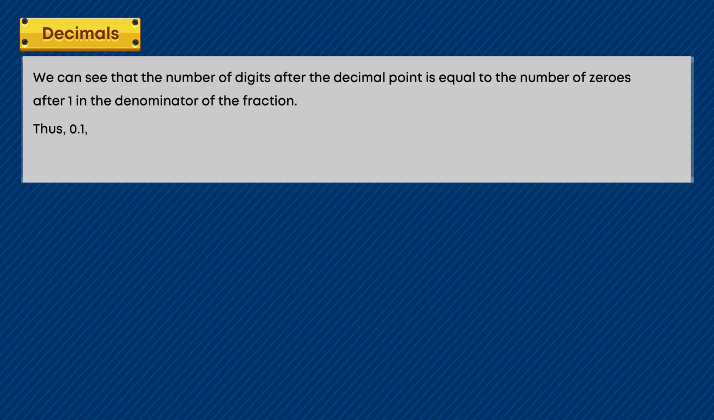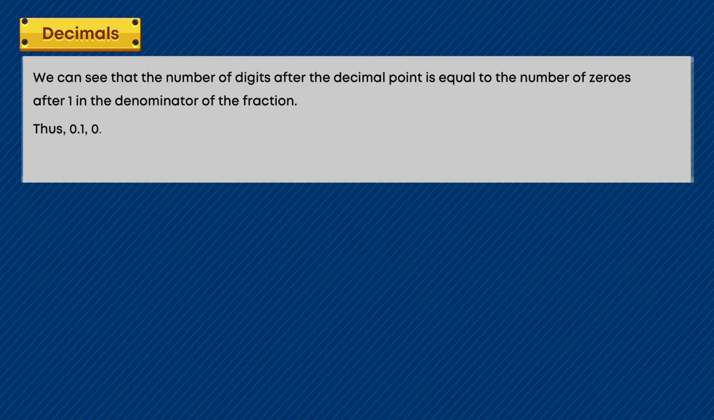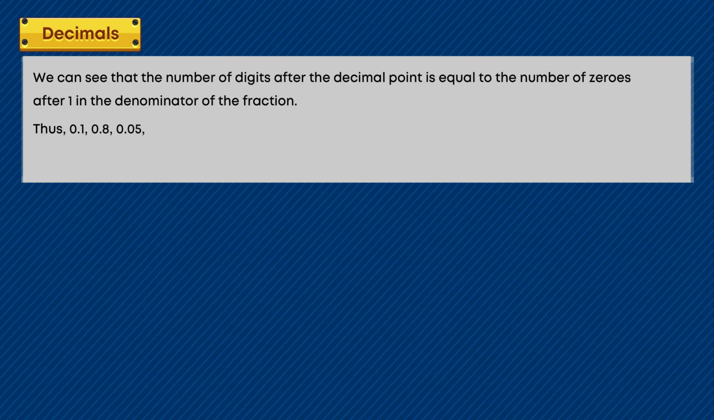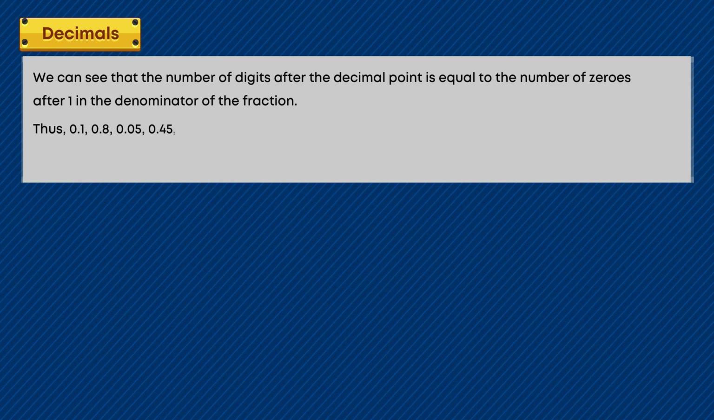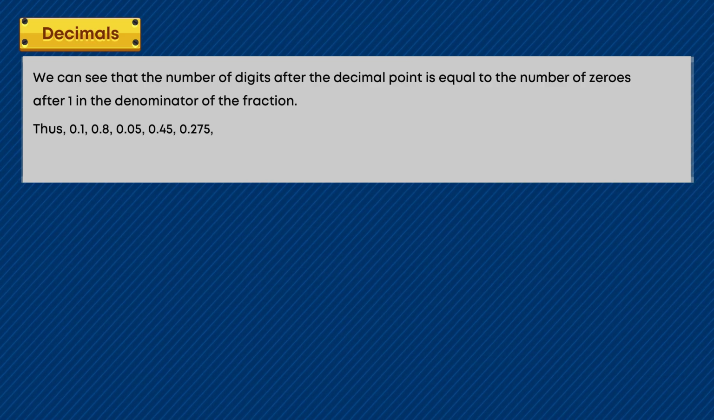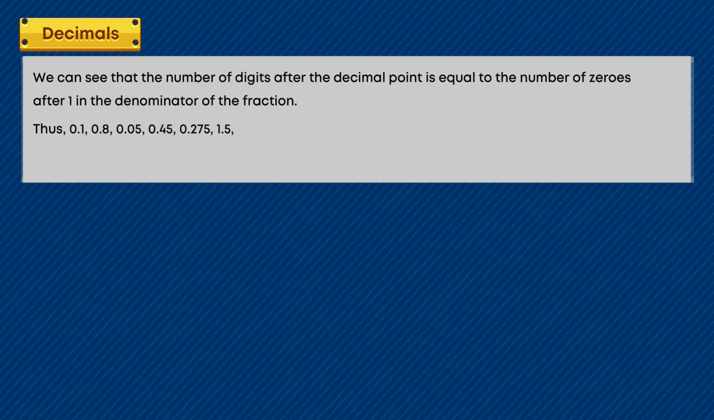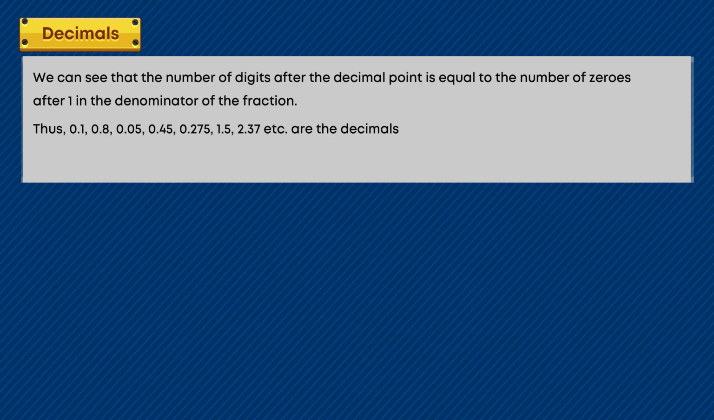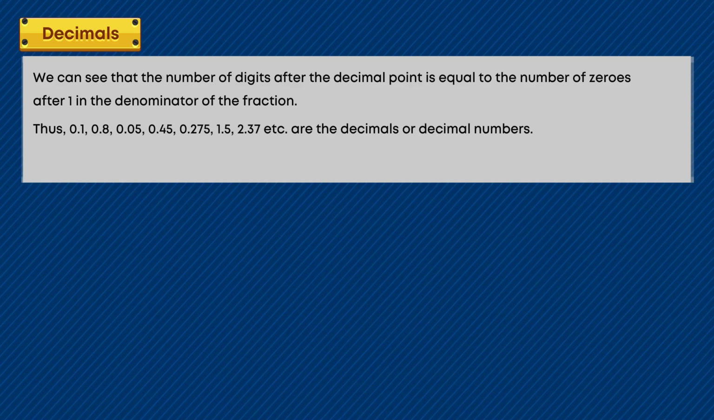Thus, 0.1, 0.8, 0.05, 0.45, 0.275, 1.5, 2.37, etc. are the decimals or decimal numbers.